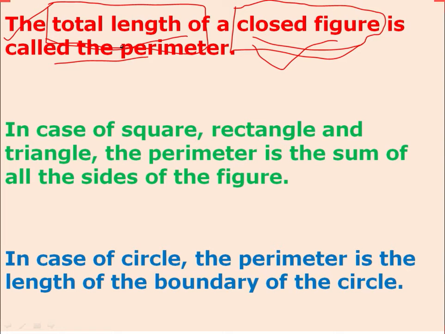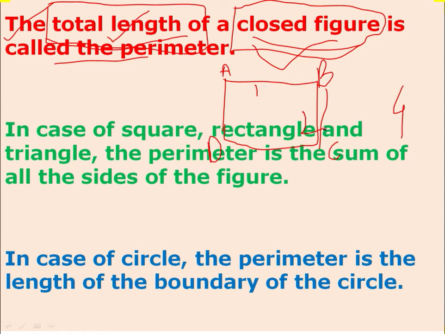Now, dear students, we will try to understand what is meant by total length. Suppose this is a rectangle, and you know the rectangle has four sides. Suppose we give this point the name A, then B, then C, and D. AB is the first side, BC will be the second side, then CD will be the third side, and DA will be the fourth side.